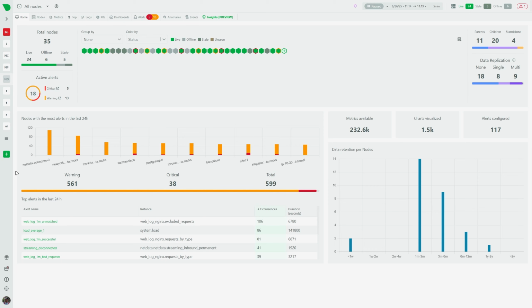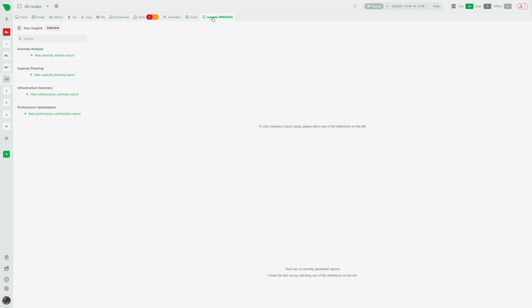It is available in preview mode at the moment and it allows you to generate various reports about your infrastructure using a large language model that is processing your request and node metrics to generate the report. Let's head over to the Insights tab and generate our first anomaly analysis report.